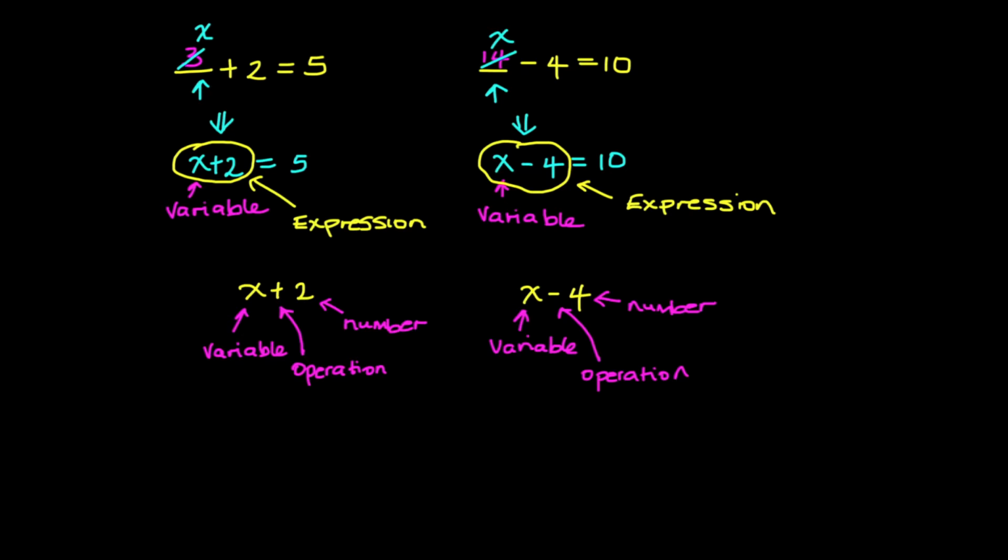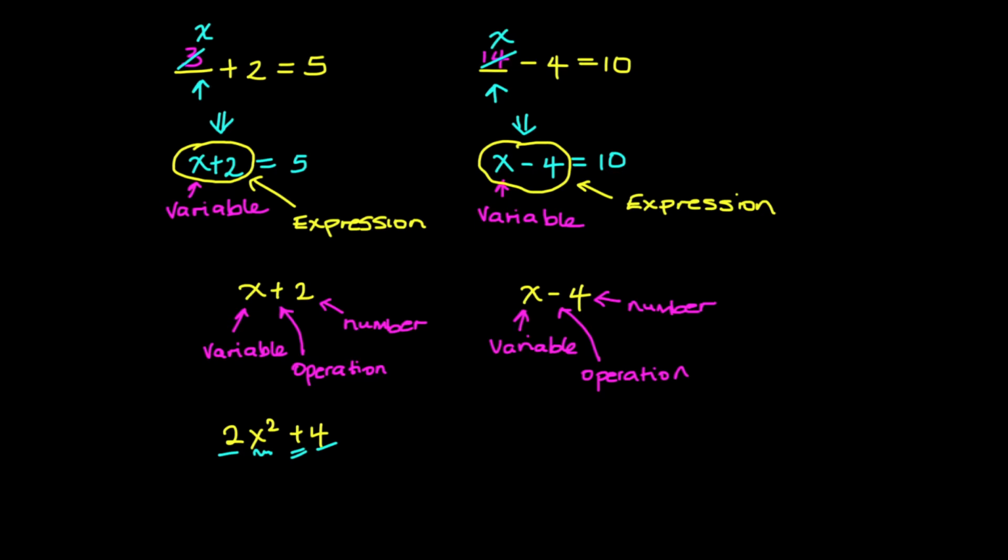Just to give you other examples of what expressions are, we can have something like 2x squared plus 4. That's an expression, and the reason why is because it has one or more numbers. In this case right here, we have the 2 and 4 with one or more variables. We have the variable right there, and we have the operation right there.